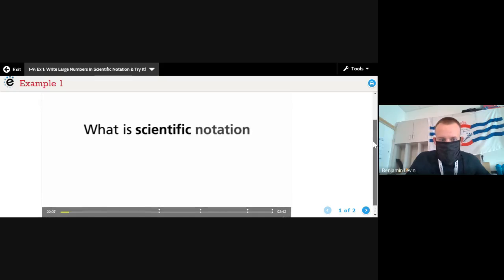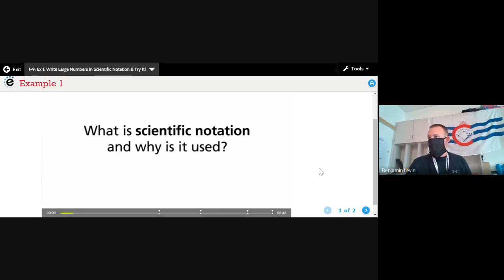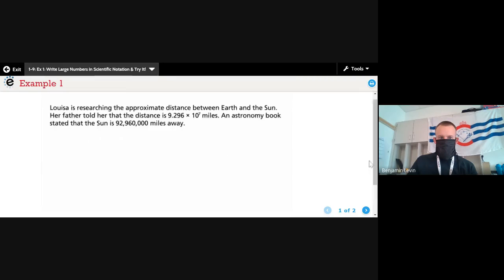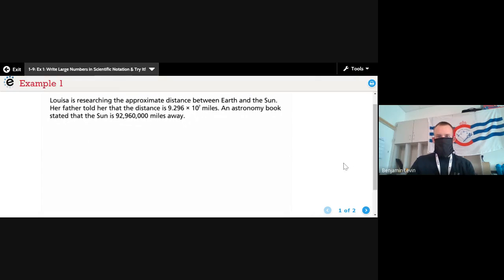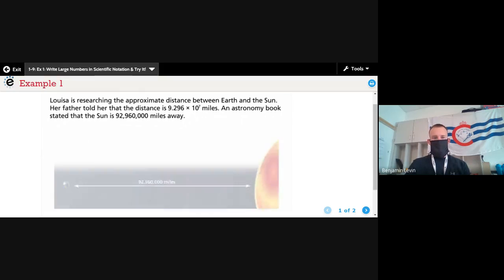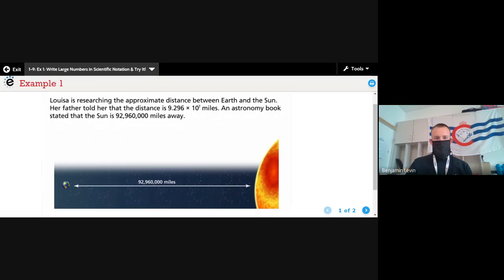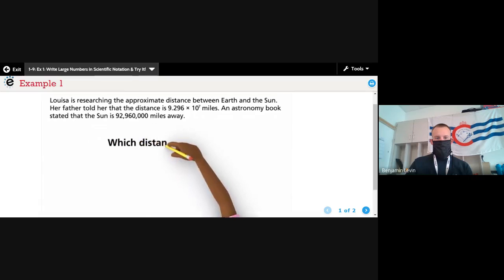What is scientific notation and why is it used? Think about this question during the lesson. Louisa is researching the approximate distance between Earth and the Sun. Her father told her that the distance is 9 296 thousandths times 10 to the 7th power miles. An astronomy book said the Sun is 92,960,000 miles away. Which distance is correct? The distance stated by Louisa's father or the distance in the book?